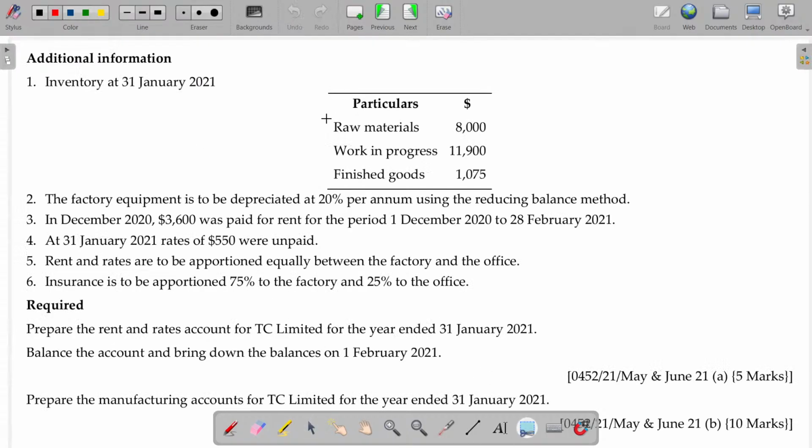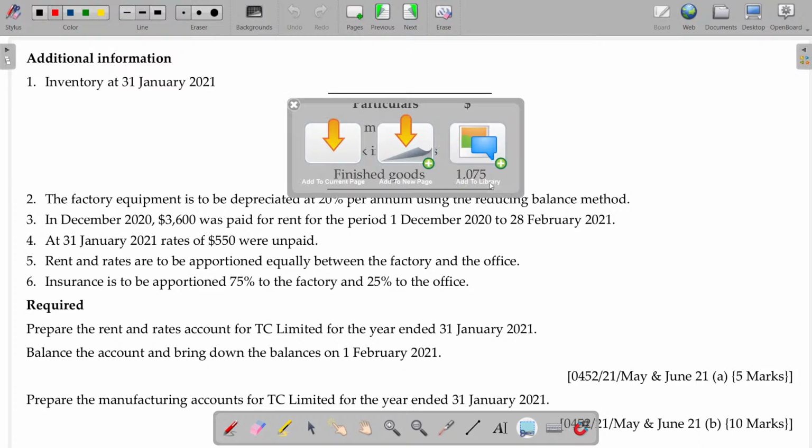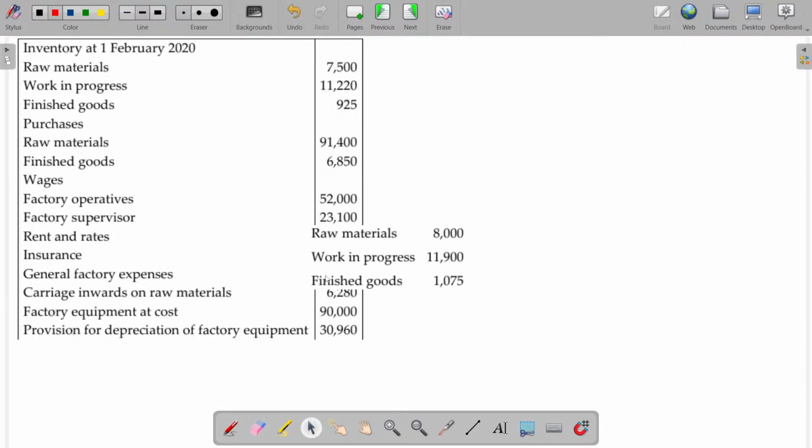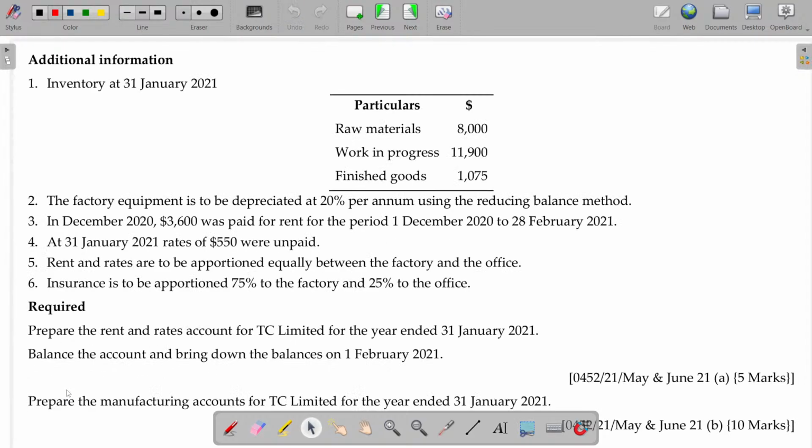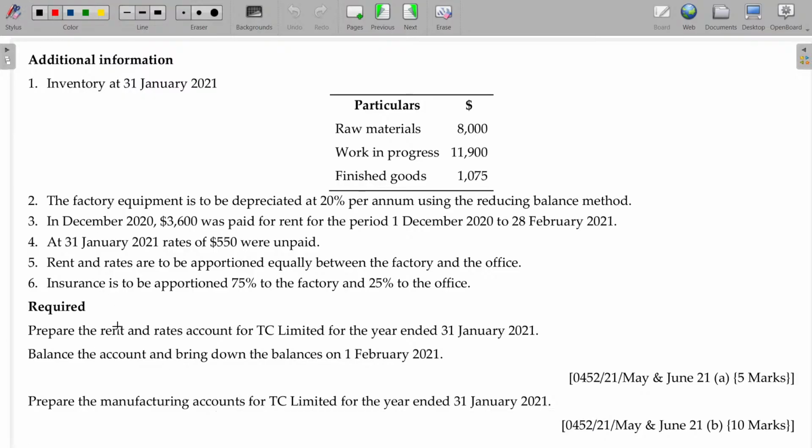Here particulars are given and closing inventories given. What are the requirements to be prepared here? Prepare rent and rates account. So here we have to prepare rent and rates account and balance and bring down the balances, as well as you have to prepare the manufacturing account. Manufacturing account carries 10 marks and rent and rates carries only 5 marks. Okay, one of the interesting cases.